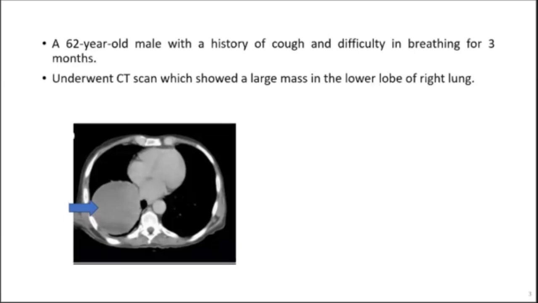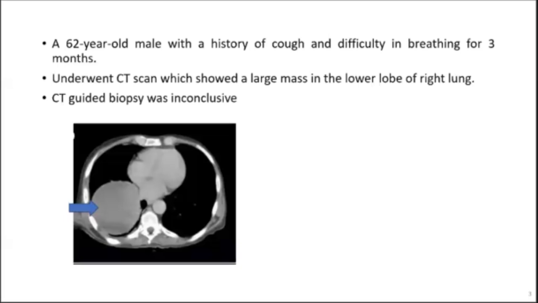He underwent a CT scan, which shows a large mass in the lower lobe of the right lung, which is apparently homogeneous in the CT scan image. For this patient, a CT guided biopsy was done, and this biopsy was inconclusive because this was a large mass. So the patient has a high suspicion of malignancy, so an FDG PET CT was ordered.